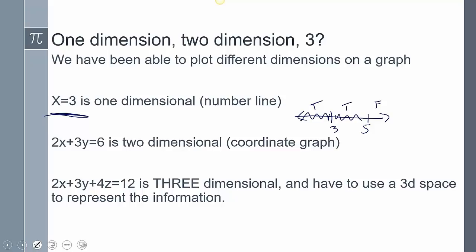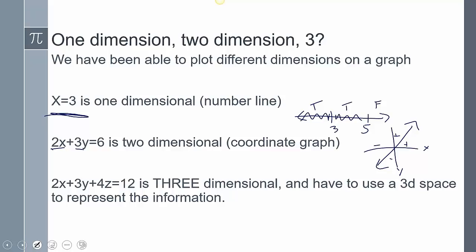The two-dimensional system has 2 variables. We've done that in the coordinate graph, right? That was our x-axis, that was our y-axis, positives, negatives, and we can go through and graph a line. That's graphing in our 2-dimensional system.